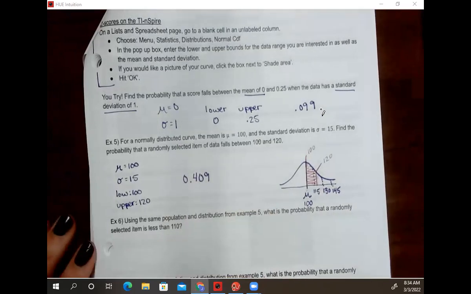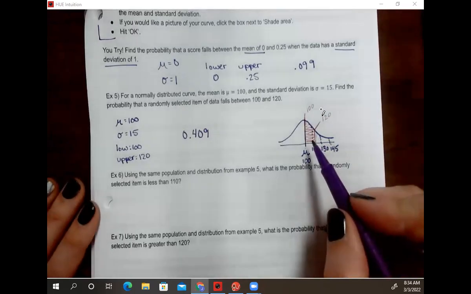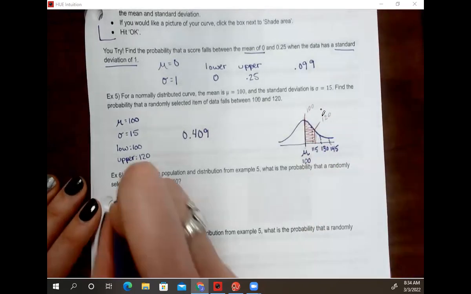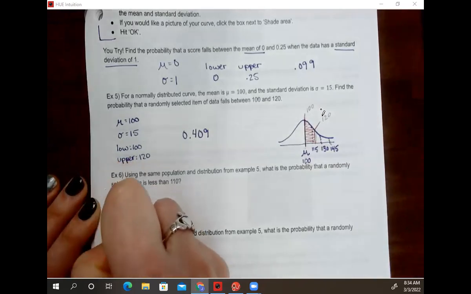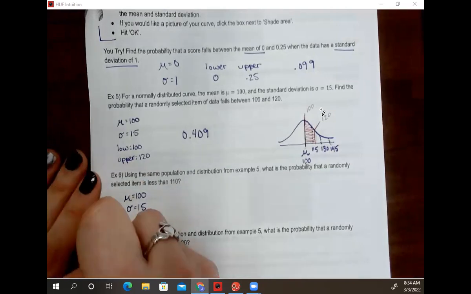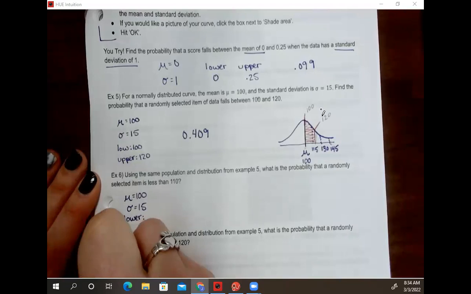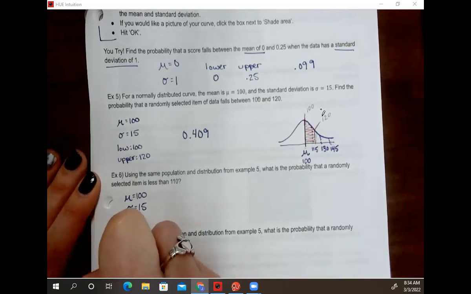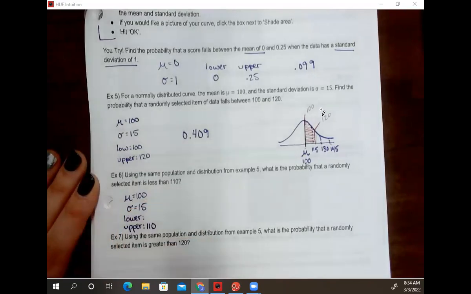Example 6, we're going to use this same population and distribution from example 5. So we know our mean is 100. We know our standard deviation is 15. What's the probability that I randomly select an item that is less than 110? So this time, they actually didn't give me my lower bound. They gave me an upper bound. I want less than 110. So 110 is my upper bound here.